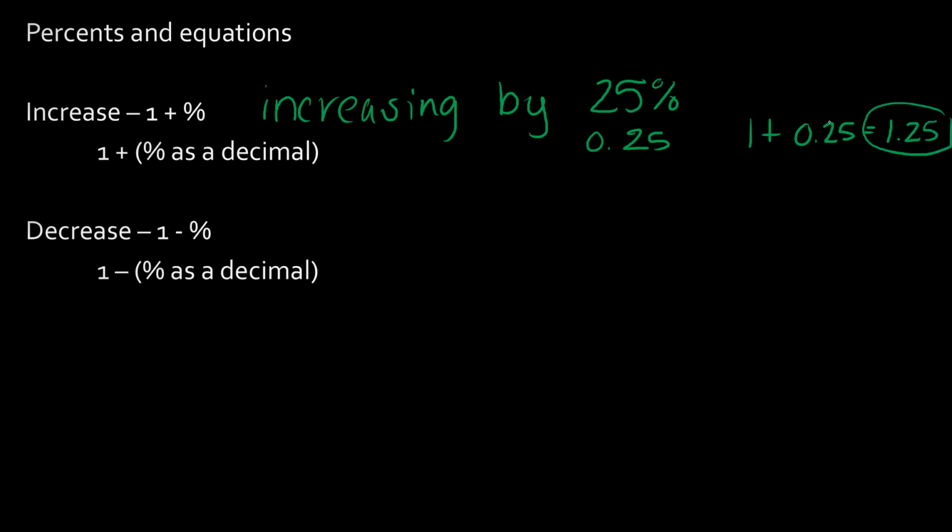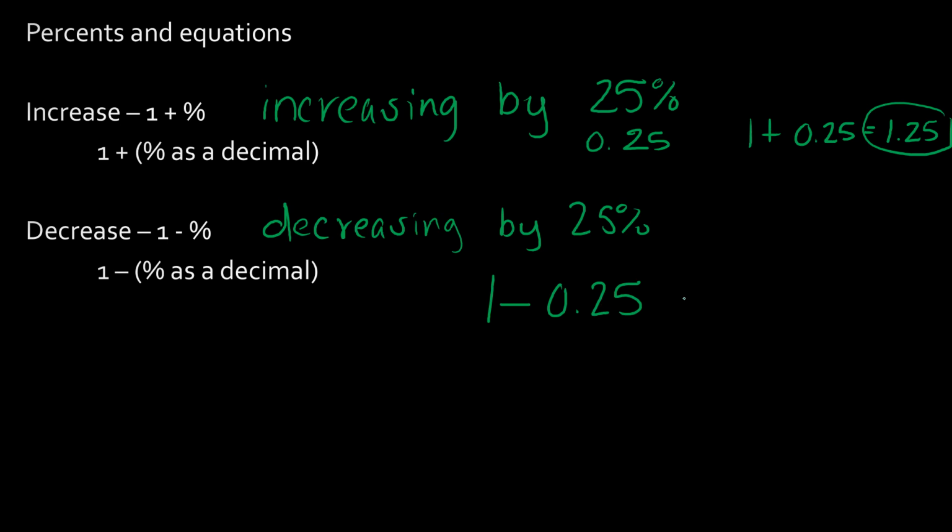Okay, and going the opposite, if you were decreasing, you're going to be subtracting. Okay, so say here I am decreasing by 25%. I'm going to do 1 minus 0.25, which gives me 0.75. So you'll see what I mean by this in this next problem when we do an example using this strategy.